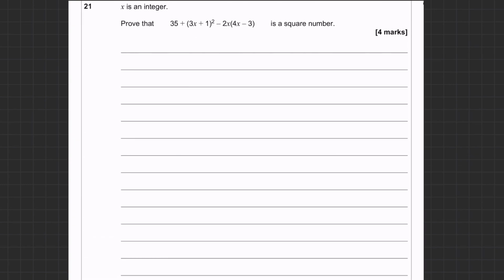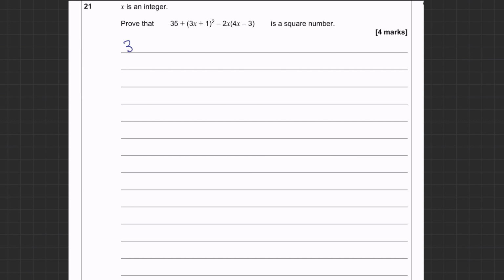Question 21. x is an integer. Prove that 35 plus (3x plus 1) squared minus 2x lots of (4x minus 3) is a square number. Now, you might think, where on earth do I start with this one? The first step I would always do is think, well, there's lots going on here. Let's simplify this as much as we possibly can. So that's what we're going to do.